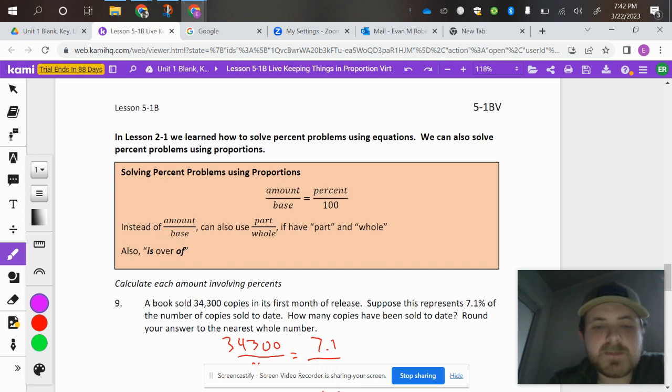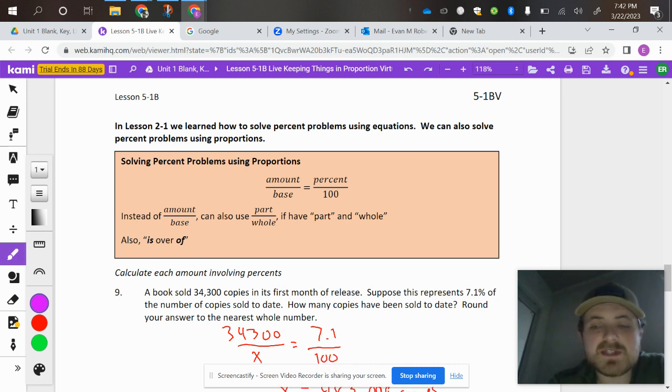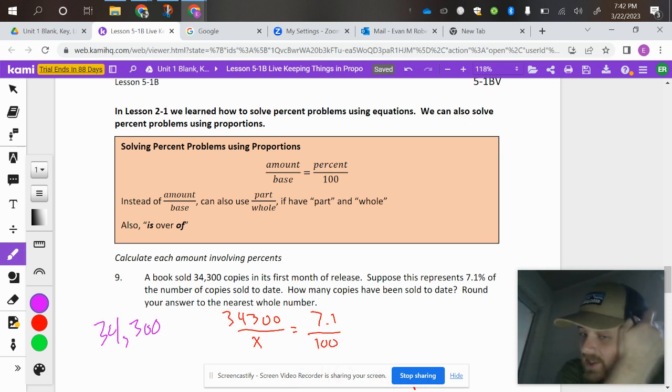So we've got 34,300 copies of a book sold in the first month, and that represents 7.1% of the number of copies sold to date. So how many copies have been sold to date? So if we are saying that the 34,300 is 7.1% of 100, we would say that 34,300 is some percentage of an unknown number. Okay, so again, it's that is over of, so that's why the missing part is in the denominator there.